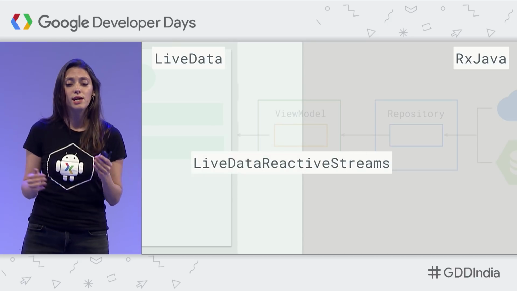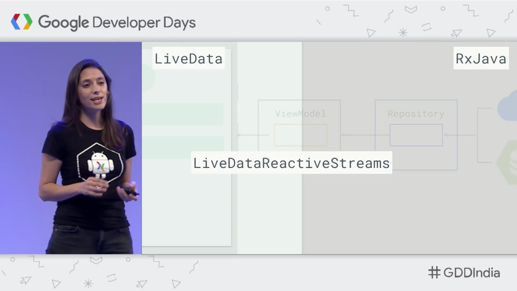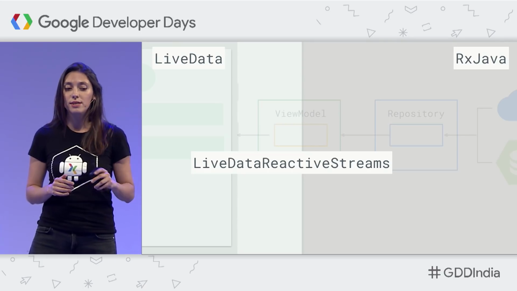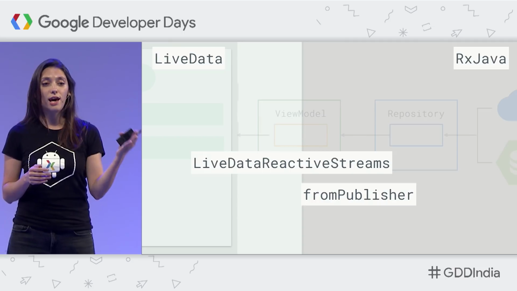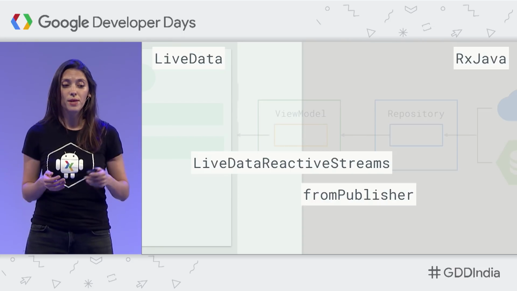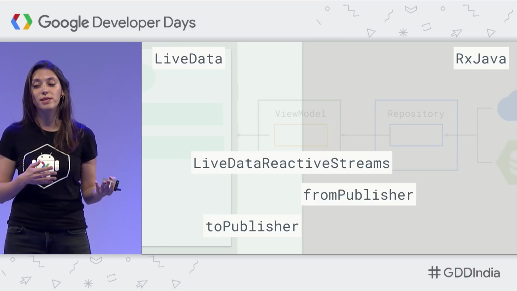To help with this transition between live data and RxJava, you can use the live data reactive stream class. This provides two methods: from publisher, which allows you to create the live data from an RxJava stream, and to publisher, which allows you to create an RxJava stream from a live data.